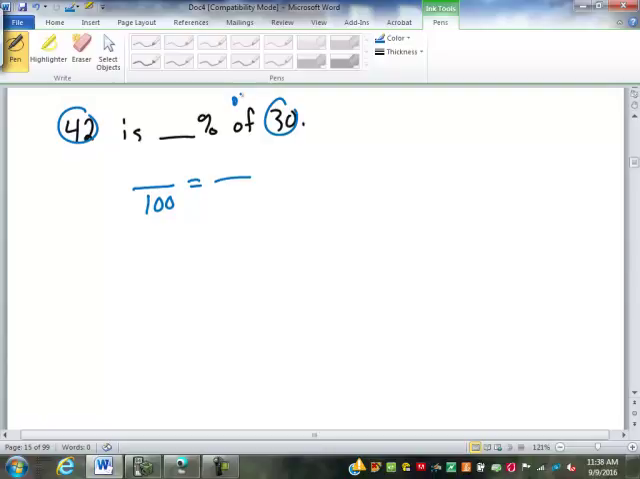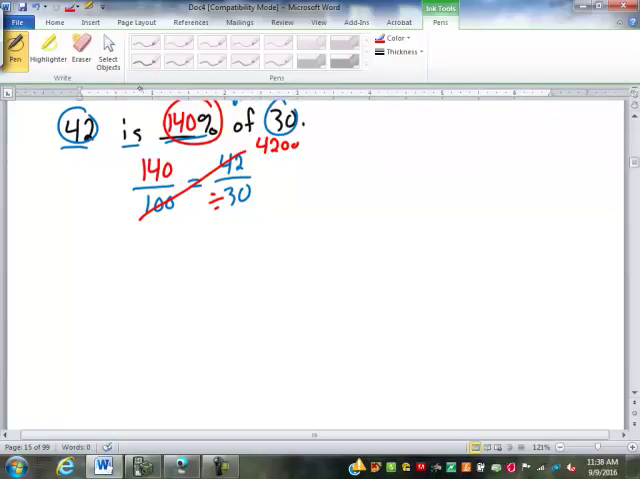Of 30 gives it away, is out of 30. We can also look at it, 42 is blank percent. That's showing us that 42 is linked to that missing percent. We cross multiply and divide. 100 times 42 is 4,200. Divided by 30 is 140. So 42 is 140% of 30. Now again, that makes sense because the 42 is larger than 30. It has to be more than 100%.